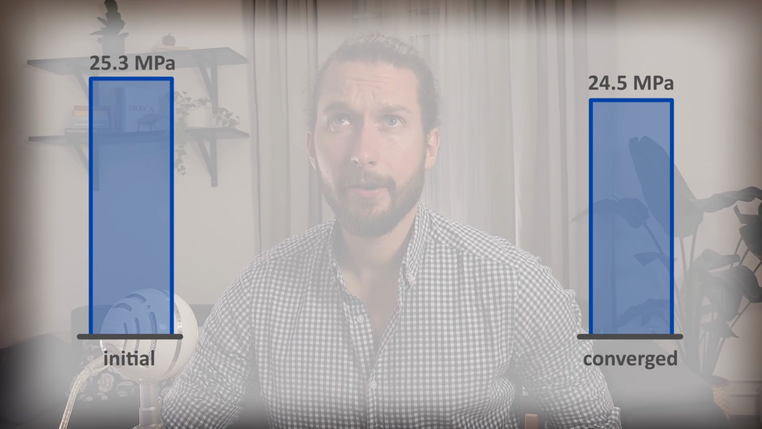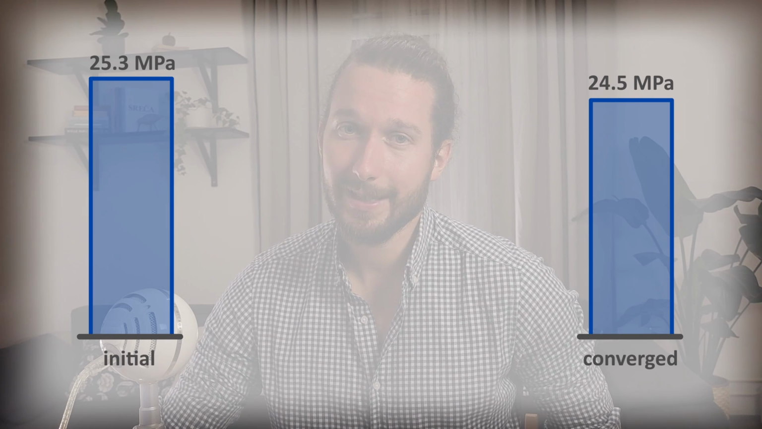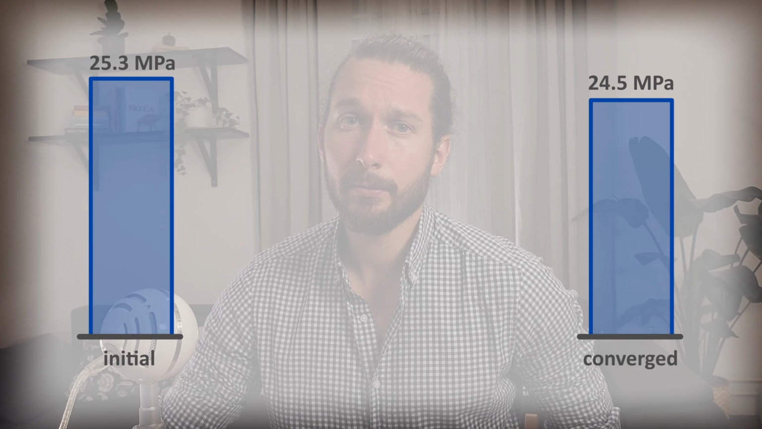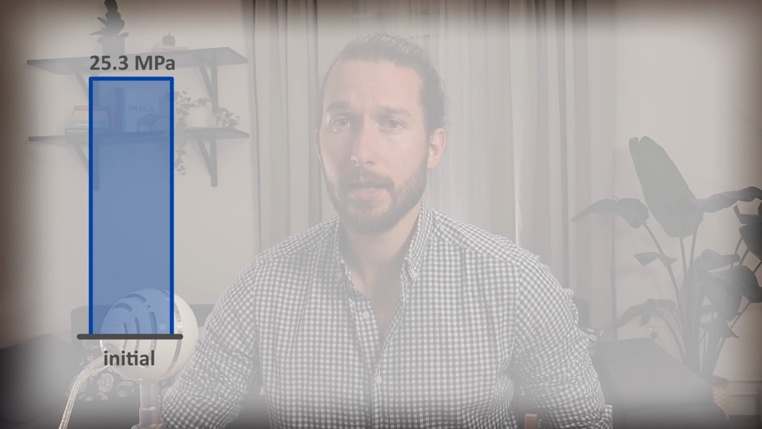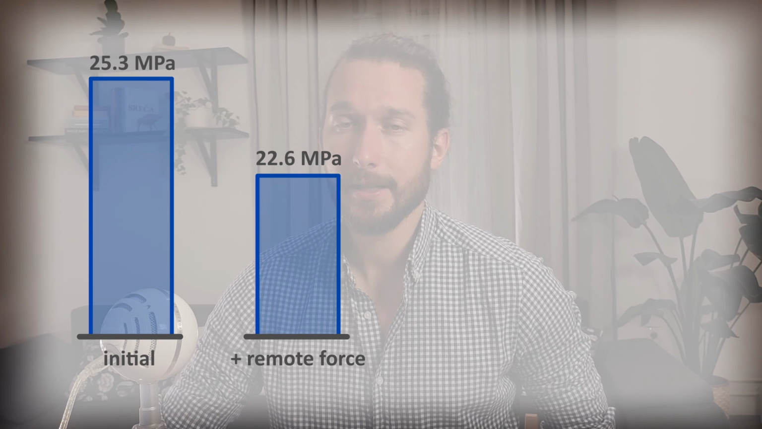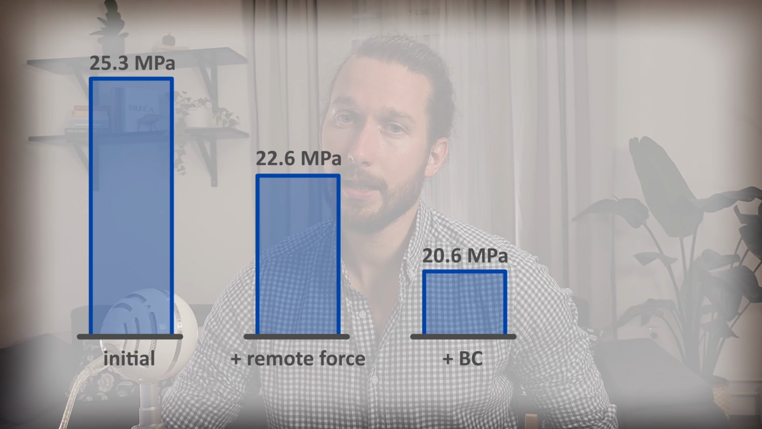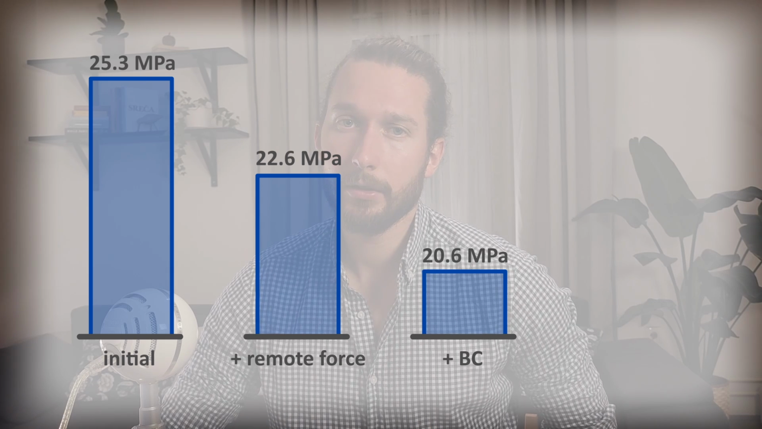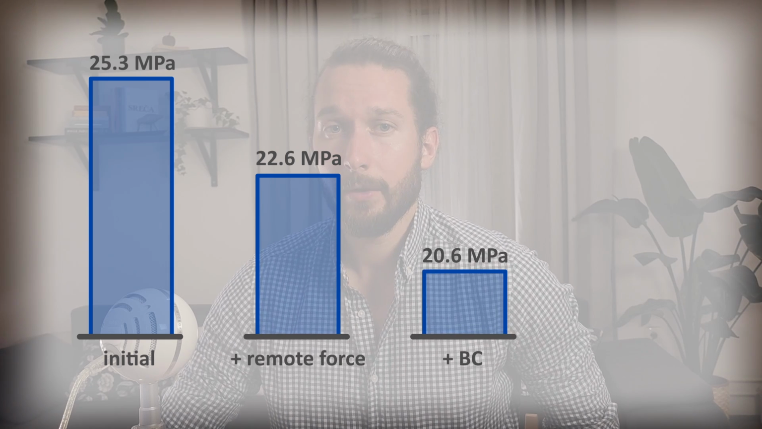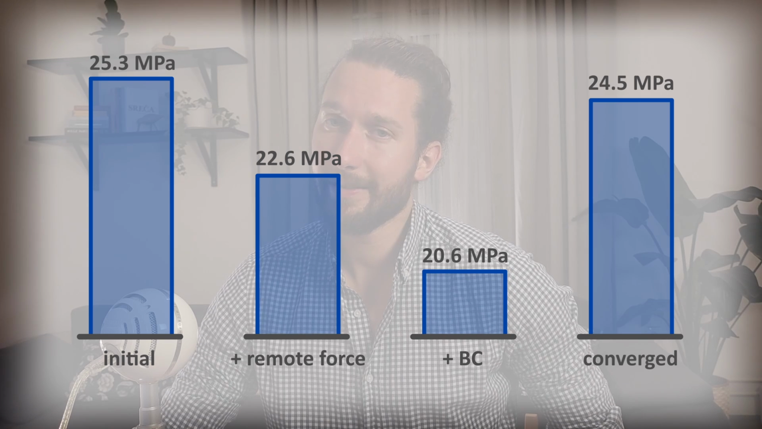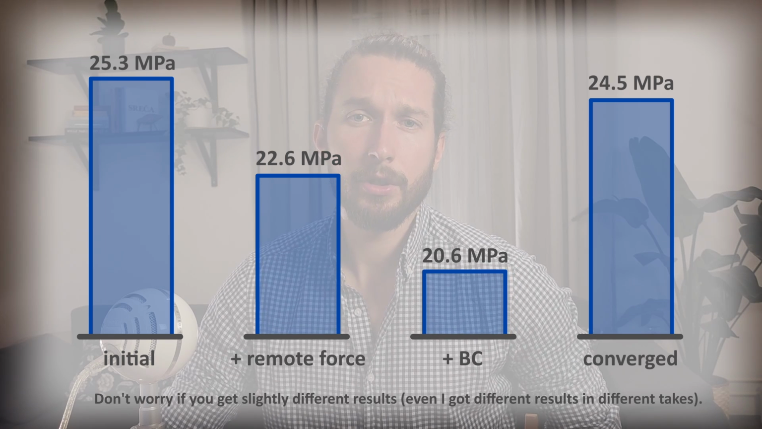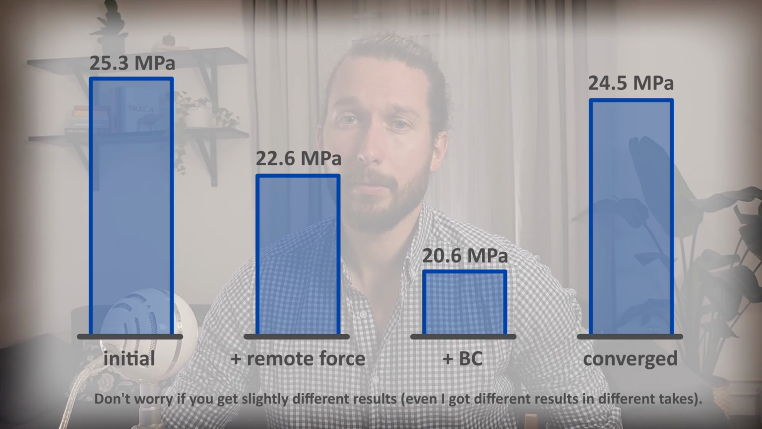It's 24.5 megapascals, and the initial model from the previous video we had 25.3 megapascals. Close you might say, but actually this was another model. There were some different boundary conditions, and after defining remote force we got 22.6 megapascals, and after adding boundary conditions we got to 20.6 megapascals. And then after doing convergence analysis we found out that it's actually 24.5 megapascals. So it seems that the two errors got cancelled out by each other.